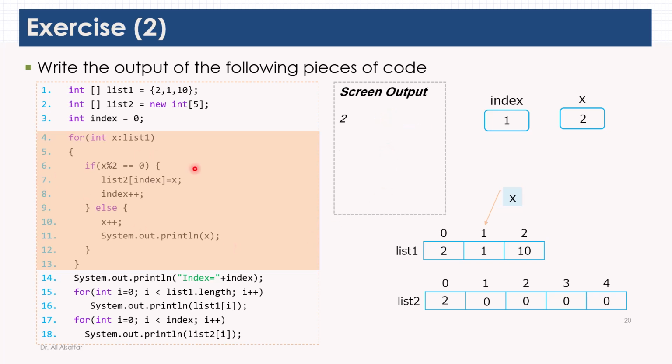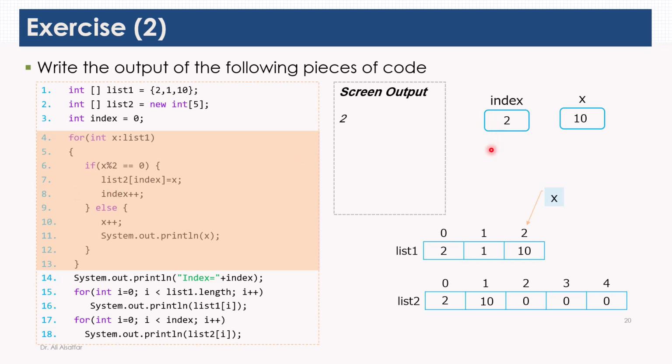In the next iteration of the for loop, the value of x will be equal to 10. And again in line 6 we are going to test whether this value is even or not. And this is the value of x, which is equal to 10. Since it is even, then we will execute line 7 and 8. And in line 7, we are moving x, which is equal to 10, into array 2, which is list 2, but where? At index 1. Where is index 1? This is index 1. So we are moving 10, replacing list 2, index 1. And at the same time, at line 8, we are increasing the value of index by 1, and index will be equal to 2.